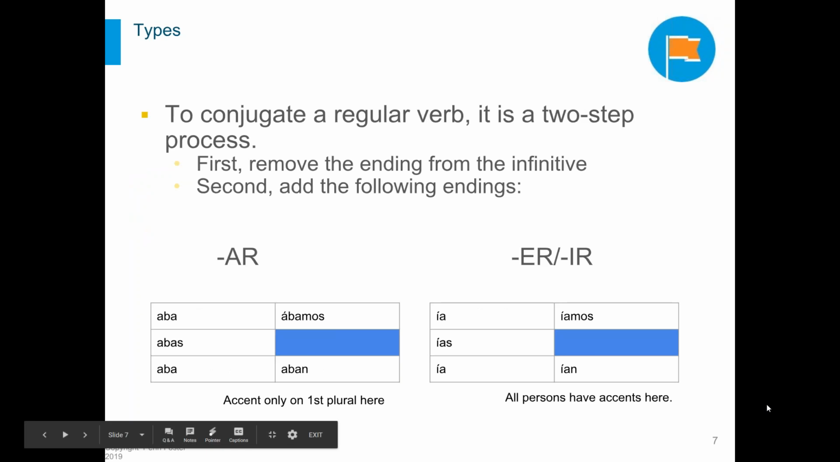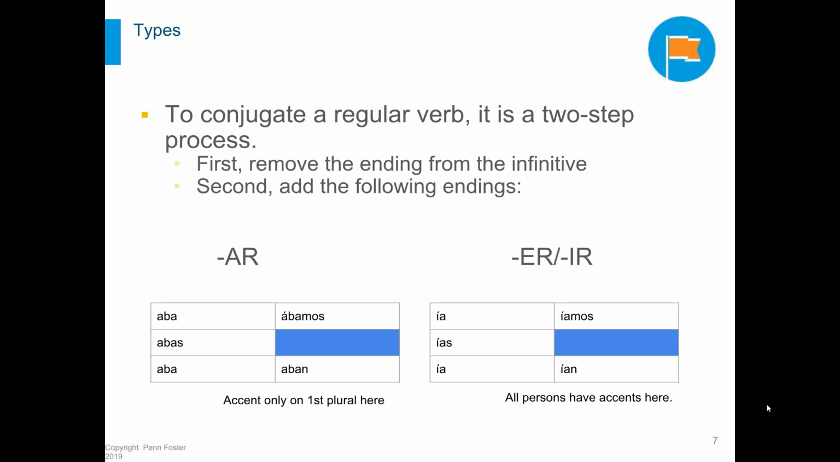Now let's start to discuss how to conjugate verbs, beginning with regular verbs. And just as a reminder, a conjugation is the form of a verb when it is in agreement with a subject. So when you have subject-verb agreement, you have what is known as a conjugation.